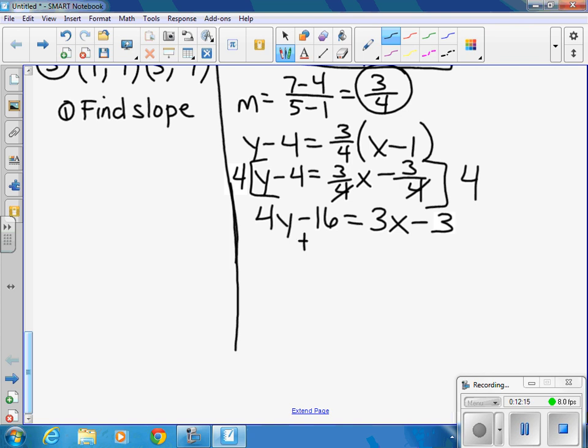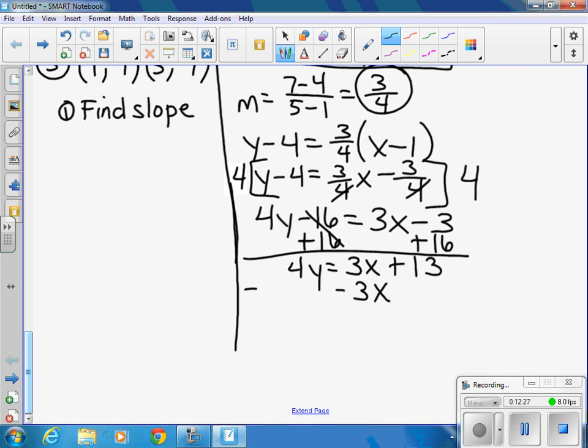So I'm going to move the 16 first. And now I've got 4y equals 3x plus 13. And then I'm going to move the x over to the left. So I'm going to subtract 3x so that it's in front of the y. So now I've got negative 3x plus 4y equals 13. And I'm almost there. It's in the right order.